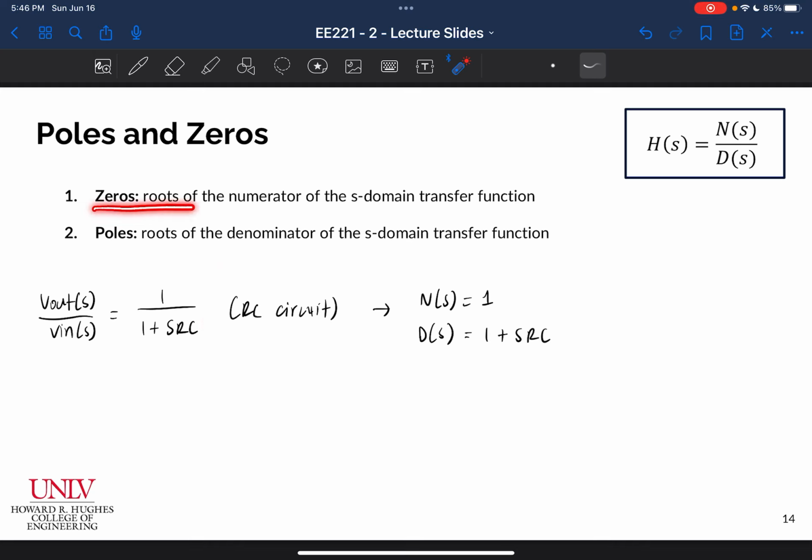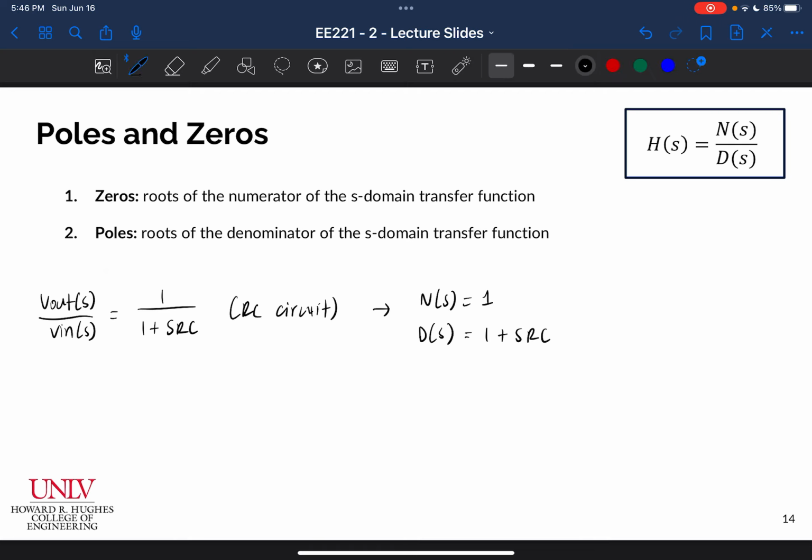So zeros are the roots of the numerator. If I set my numerator equal to 0, I can find the values of S which cause the transfer function to equal 0. If I do that for this particular transfer function, I cannot find any zeros. I can't set the numerator equal to 0; 1 will never be equal to 0. So this circuit doesn't have any zeros, but it does have a pole. And I talked about this in the previous video.